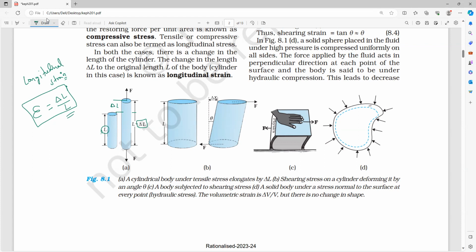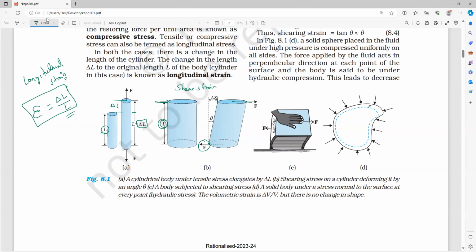Next, the second one is shear strain. You need not see the book, just observe very carefully. This is the initial length, initial position. Because I applied the force here, you can see the force is applied, so it has been displaced from the original point. See, the initial point is here only, you can notice it. So what is this force? Can you tell me, anybody?